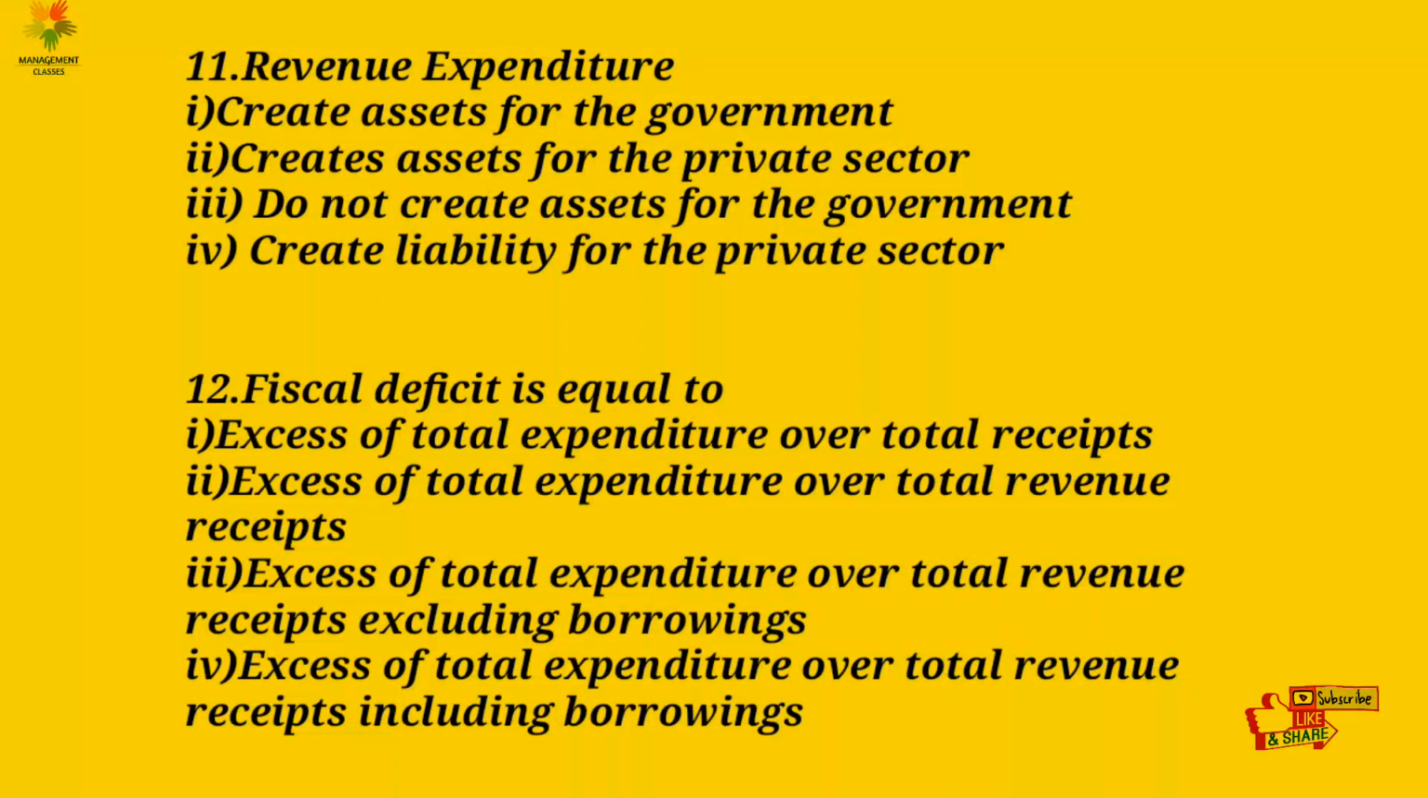Now your next MCQ question is: revenue expenditure creates assets for the government, creates assets for the private sector, does not create assets for the government, or creates liability for the private sector. Answer will be option number 3, does not create assets for the government. Next, fiscal deficit is equal to excess of total expenditure over total receipts, excess of total expenditure over total revenue receipts, excess of total expenditure over total revenue receipts excluding borrowings, or option number 4. So the answer will be option number 3, excess of total expenditure over total revenue receipts excluding borrowings.